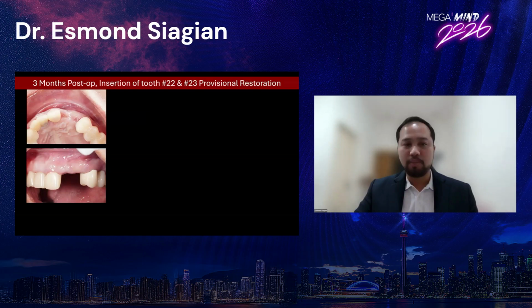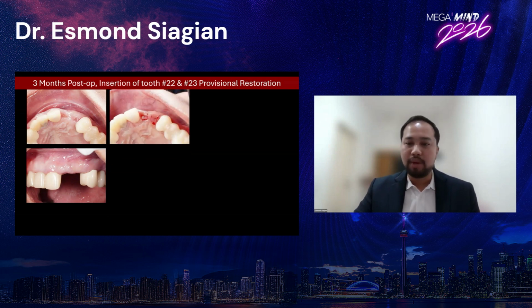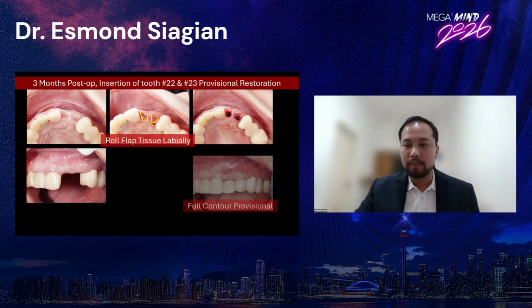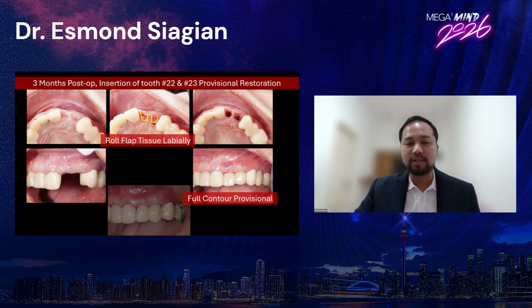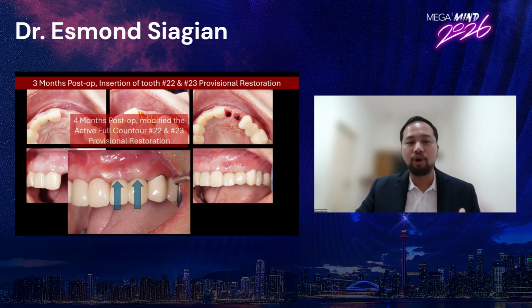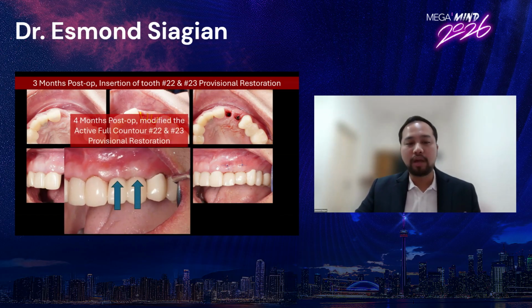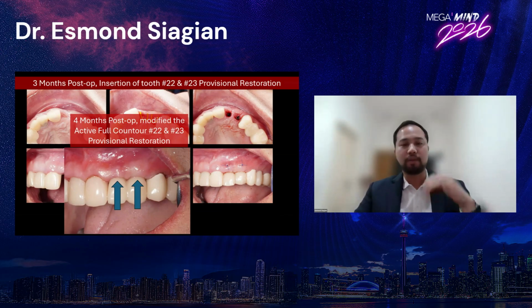Then 3 months post-op, we do re-entry for teeth number 22 and 23 to put in the new provisional restoration, by making a labial roll flap first to push the flap more labially, and then inserting the PMMA crown. As you can see, the margin line is not very good, but don't worry, we can still modify the active full contour provisional. We put some pressure again on the margin line so we can move the provisional restoration and the margin line more apically and get a more aesthetic result.